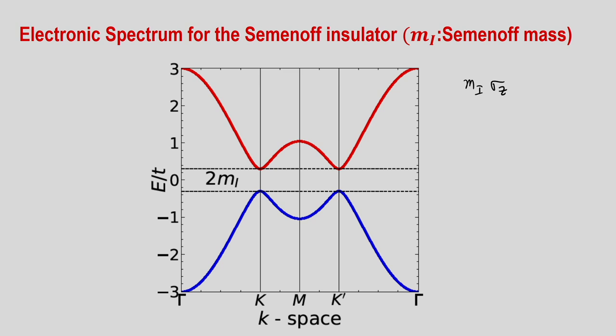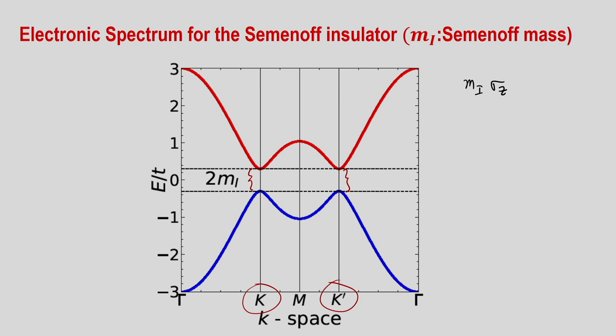Let's see that. So we have just plotted the band structure of the Semenoff insulator in this E versus K plot, and it's plotted over the Brillouin zone from the gamma point to K point, M point, K prime point, and so on. And if you remember, these K and the K prime points are the Dirac points. And you see that there is a gap that opens up of magnitude 2 m_I at both the Dirac points. Okay, this is, of course, an insulator.